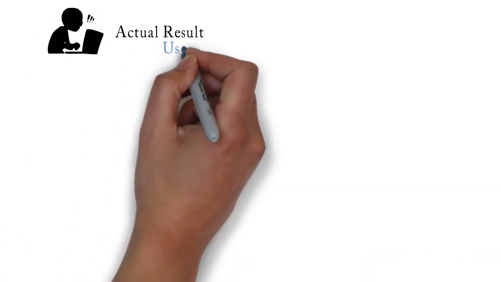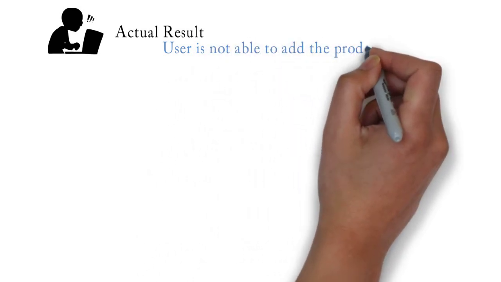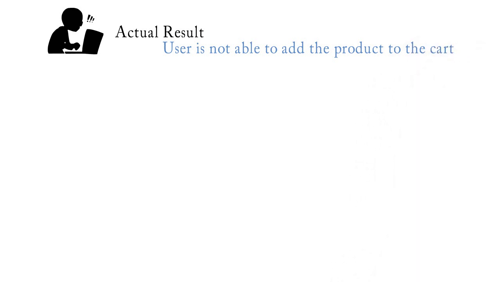As a user is trying to add the product mobile to the cart and it's failing, the actual result here can be that the user is not able to add the product to the cart.